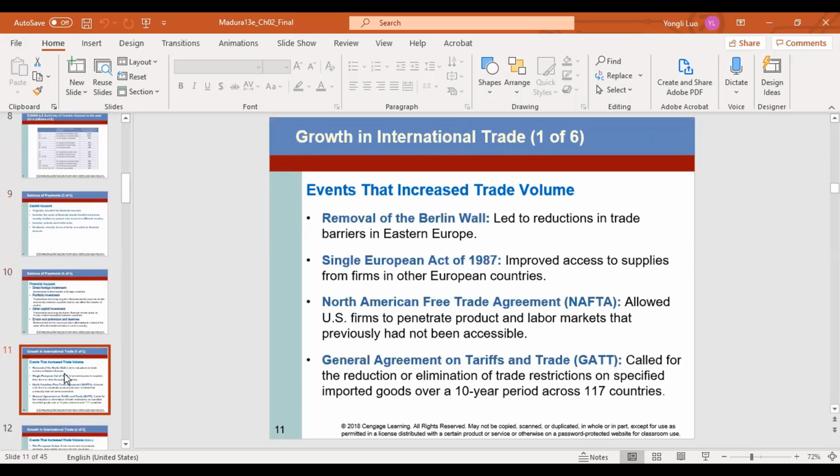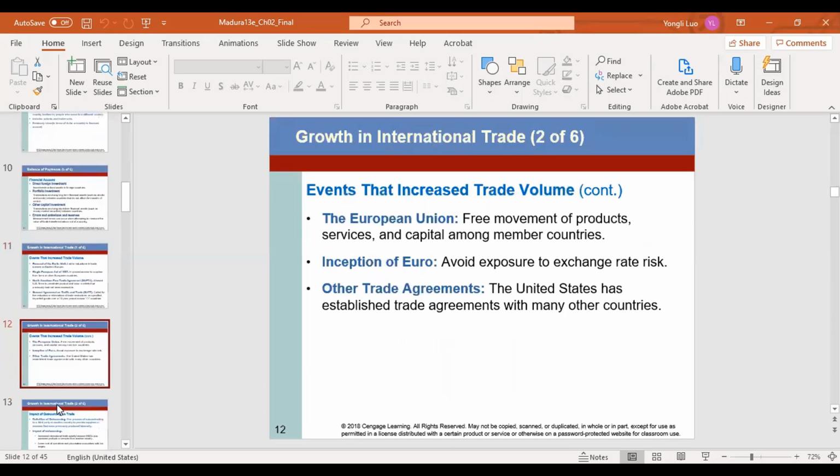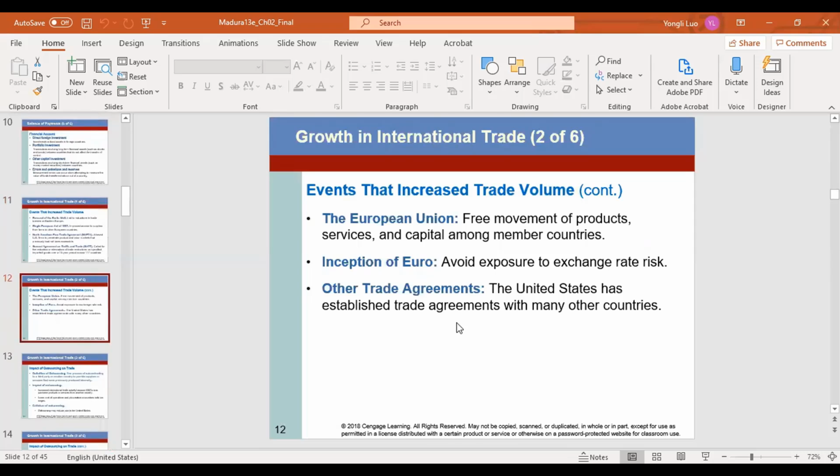The events that increased trade volume include the removal of the Berlin Wall, the Single European Act of 1987, NAFTA, the General Agreement on Tariffs and Trade, the European Union, the inception of the Euro, and other trade agreements.